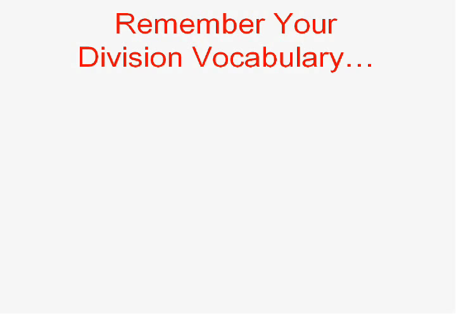Remember division vocabulary. When we have a problem like this, 42 divided by 7 equals 6, we call 42 the dividend. He's the guy getting divided. 7 is doing the dividing, so he's the divisor, and the answer is the quotient.